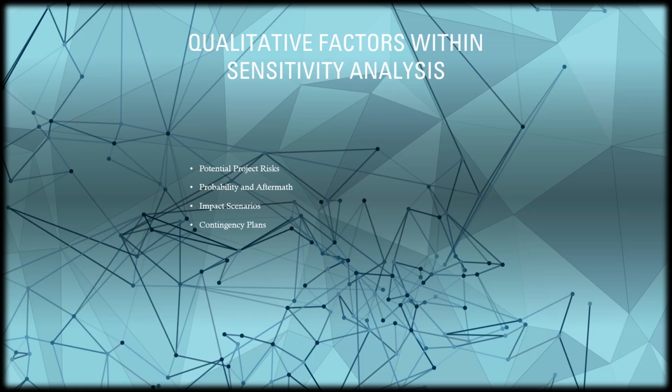After making the list of potential qualitative factors, we need to figure out the probability of them happening and the potential aftermath, whether it be positive or negative. We use the factors and probabilities to build various scenarios across the impact spectrum. It's essential that we create contingency plans for scenarios that produce a negative impact.